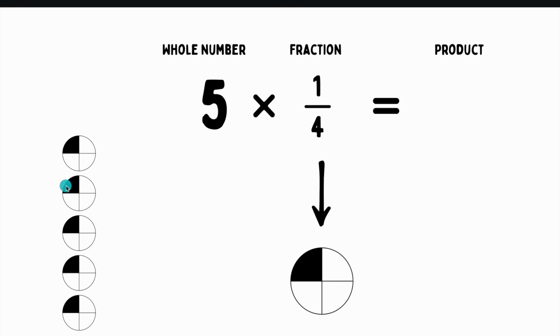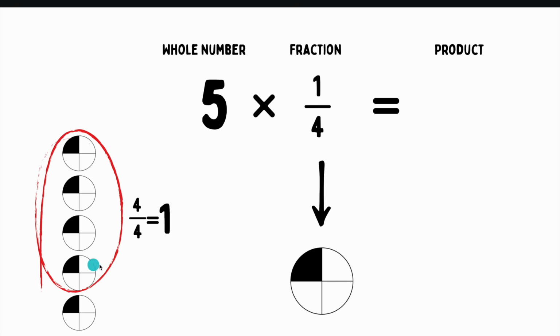Now let's see if we can combine any of these fourths to make a whole. We notice that these 4 fourths make one whole. So we have 1 whole and 1/4. 5 times 1/4 equals 1 and 1/4.